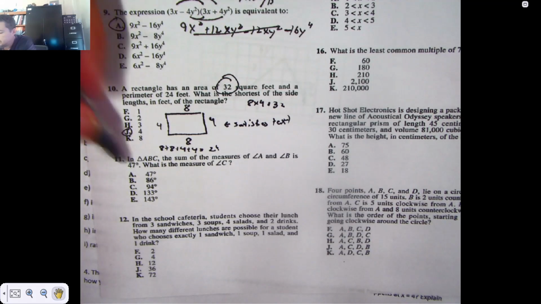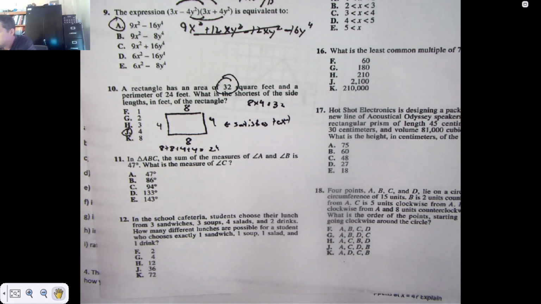All right. In triangle, hopefully you read that as triangle, triangle ABC, the sum of the measures of angle A and B is 47 degrees. What is the measure of angle C?